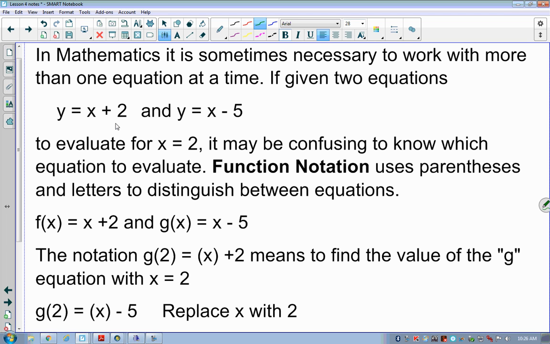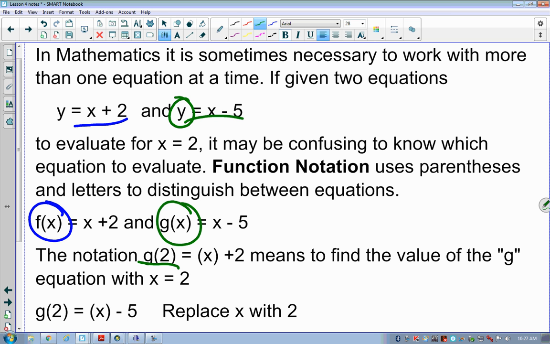Okay? So function notation uses parentheses and letters to distinguish between the two equations so that it's not simply y equals and y equals. What we do is we say, okay, instead of y equals, we're going to use f of x. That's what we call this right here. We call that f of x, and that's my first equation. And then we call the second equation, this one, g of x. They both represent y equals, but they allow me to distinguish between which one I want to input 2 into.